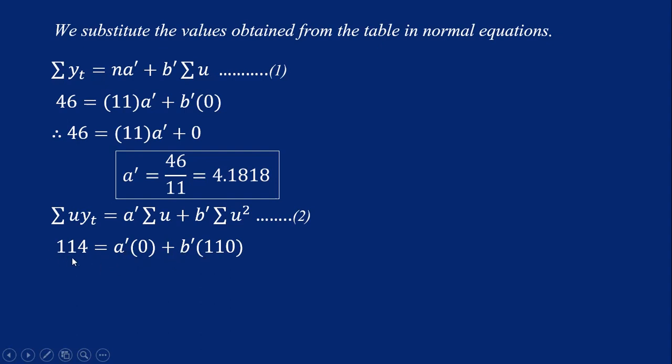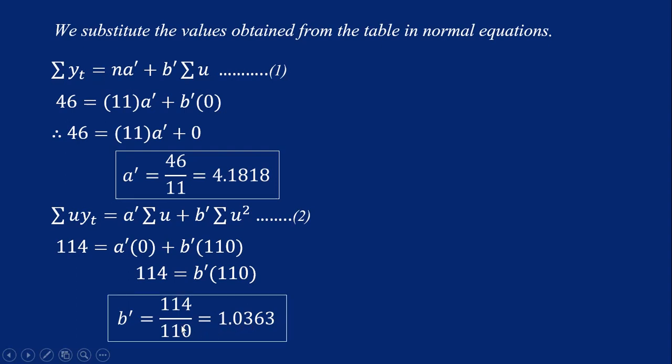b dash is equal to 114 upon this 110. So 114 is equal to b dash into 110. Therefore b dash is equal to 114 upon 110, it is equal to 1.0363. We get the value of b dash. From that table we substitute values of these four things in these normal equations 1 and 2, and we get the values of a dash and b dash.